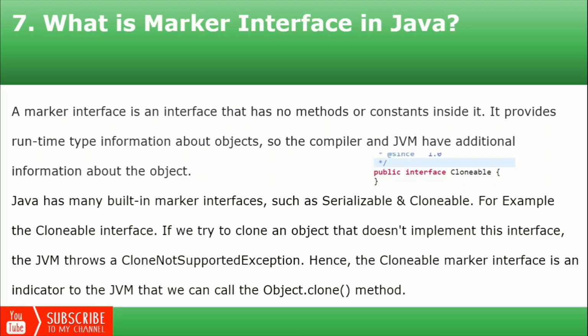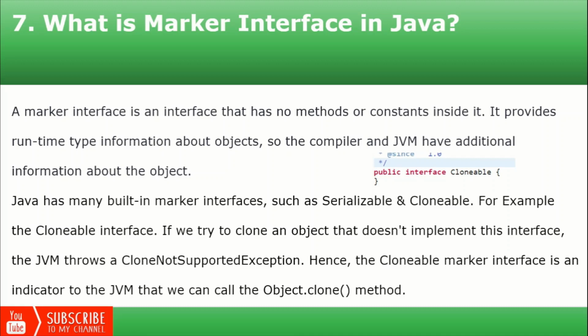So let's take an example of the Cloneable interface. This is how the Cloneable interface actually looks like. It is nothing but public interface Cloneable and nothing inside that. If we try to clone an object that does not implement this specific interface, the JVM throws CloneNotSupportedException. Hence, the Cloneable marker interface is an indicator to the JVM that we can call the object.clone method on a specific object.